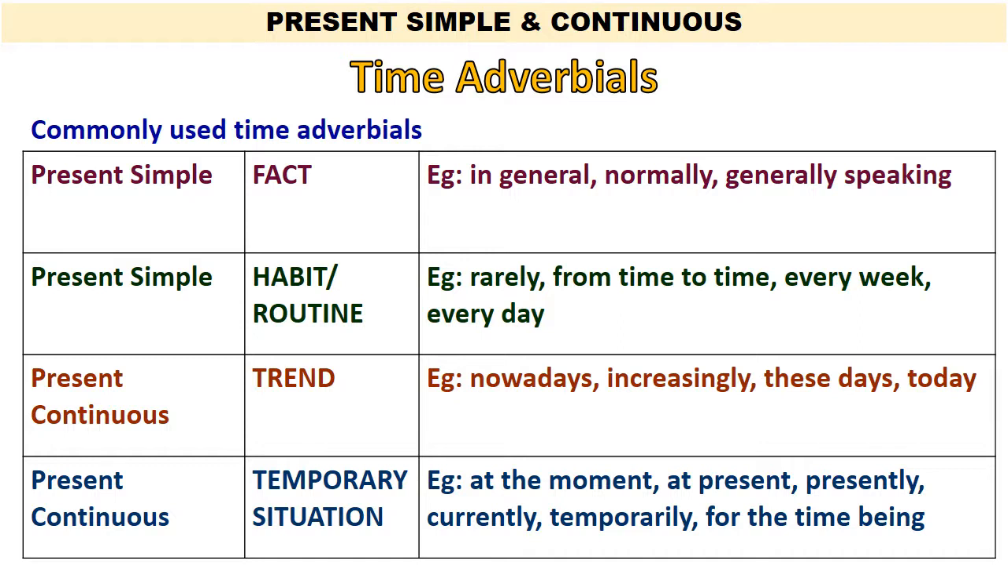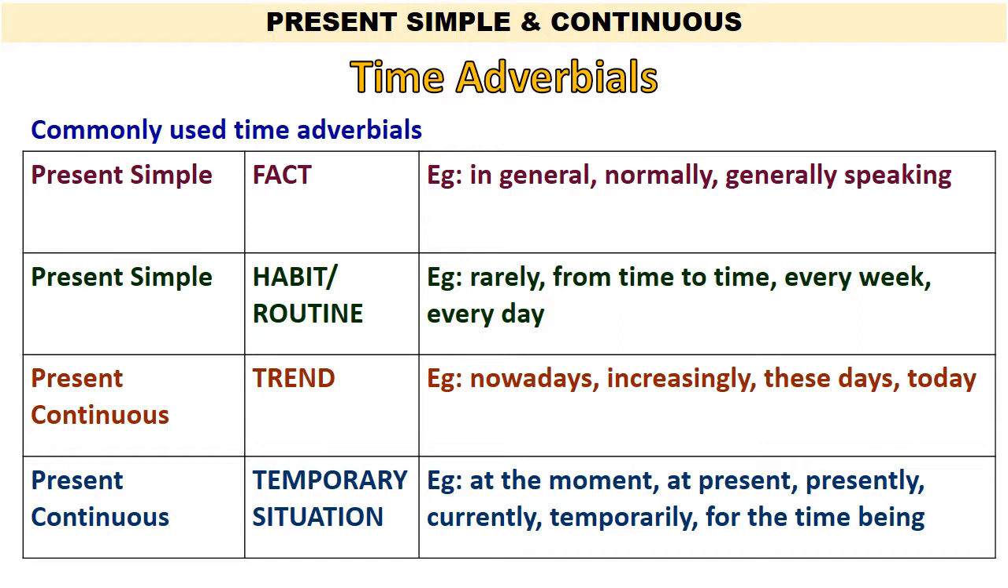Now you've seen that we also use the present simple for habits or routines, and with these sorts of sentences we can use time adverbials such as rarely, from time to time, every week, every day. You've seen that we use the present continuous to talk about trends, and with these we use time adverbials such as nowadays, increasingly, these days, today.